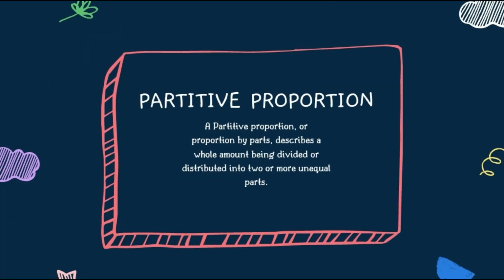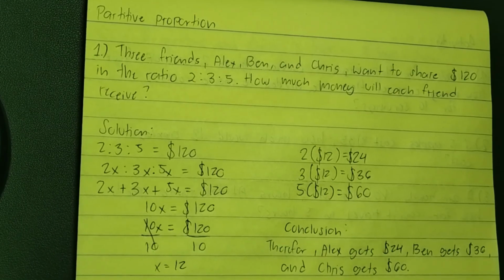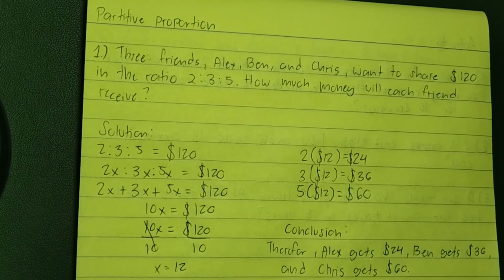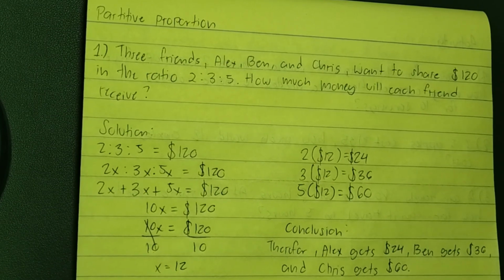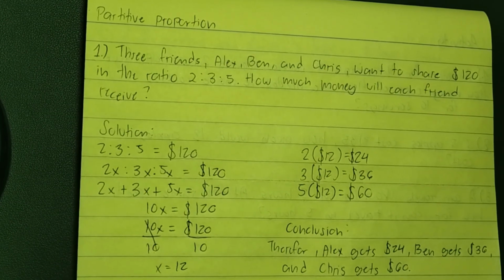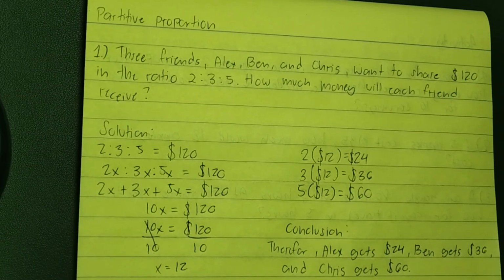And for the last type of proportion, we have partitive proportion or proportion by parts. It describes a whole amount being divided or distributed into two or more unequal parts. Now I have here an example of a partitive proportion problem. Three friends, Alex, Ben, and Chris, want to share $120 in the ratio of 2:3:5. How much money will each friend receive?